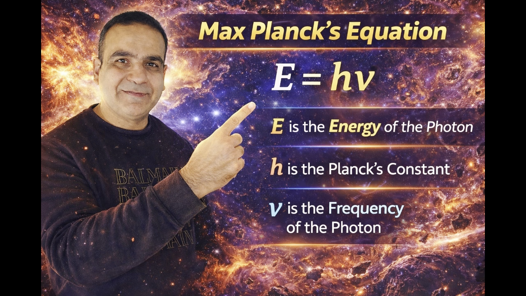The energy of each photon is given by this simple equation, Planck's equation. E equals h nu. E is the energy of this photon, h is Planck's constant that I'm talking about, and nu is the frequency of this wave packet. And this equation is simple, but devastating in its consequences.